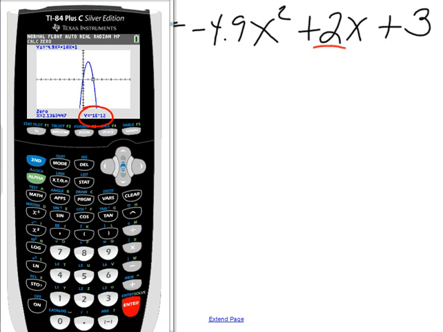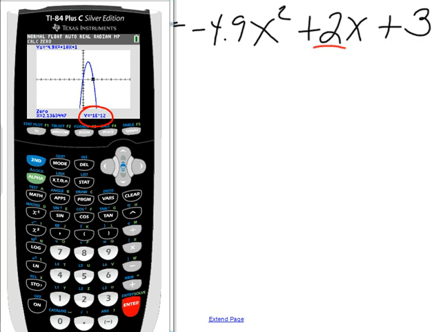Prove it. How can you prove that? Unnamed person I'm pointing at, so I don't have to say your name on the video. You could calculate the maximum. That's very good. And the maximum in this case was what again? 6.1 meters. Okay, so they would not possibly hit it.